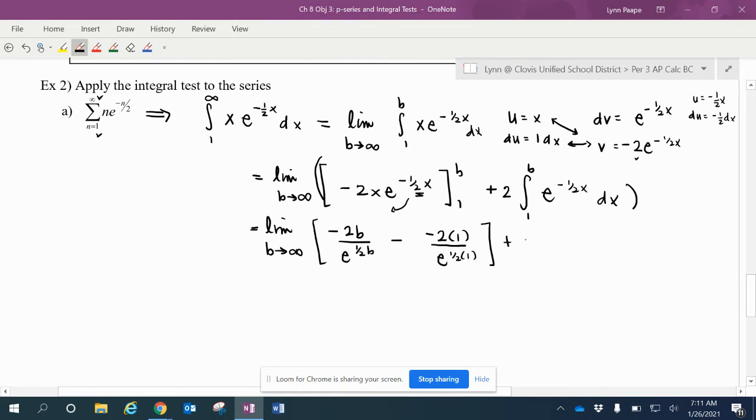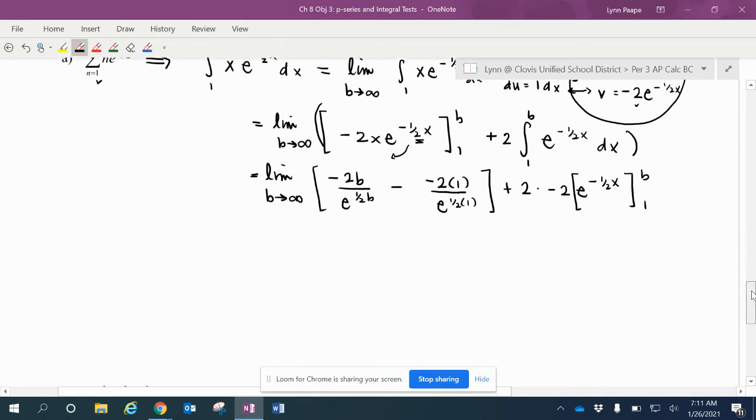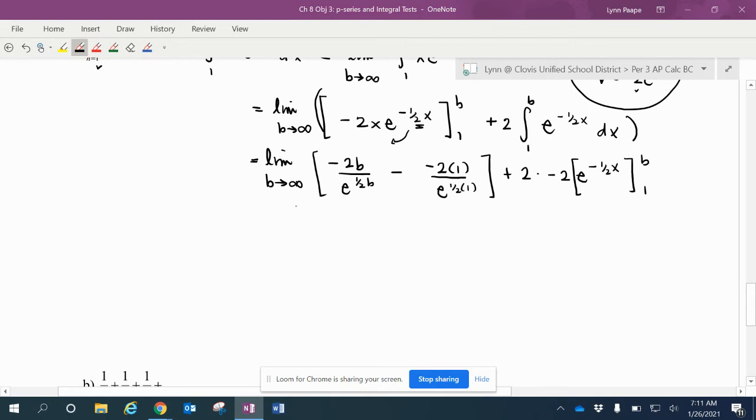And then now I have plus 2, and then I'm going to integrate that, e to the negative 1/2 x. So I've already done that integral up here, so I don't need to do that again. So then that would be negative 2 e to the negative 1/2 x, and then integrating from 1 to b. And I'm going to have negative 2 and 2 pull out to the front just to make that a little easier. All right, so keep on, right? So we'll be taking that limit. And I will take the limit at the very end there.